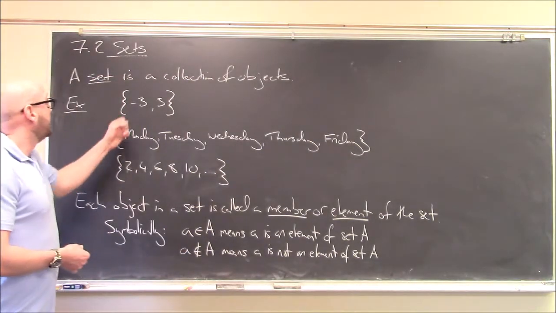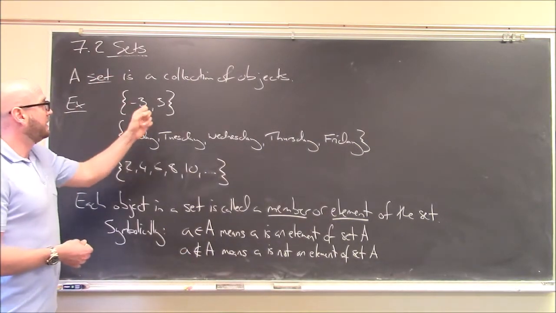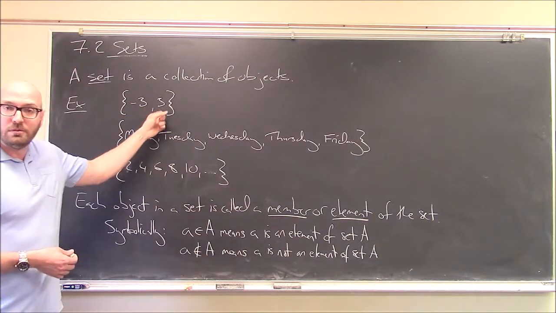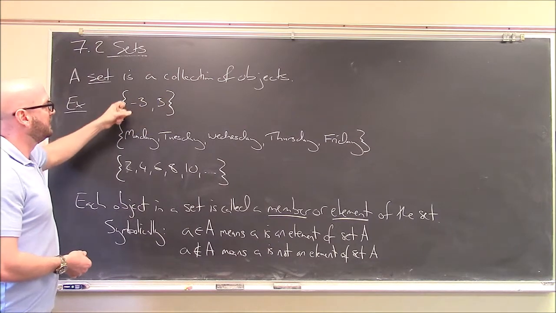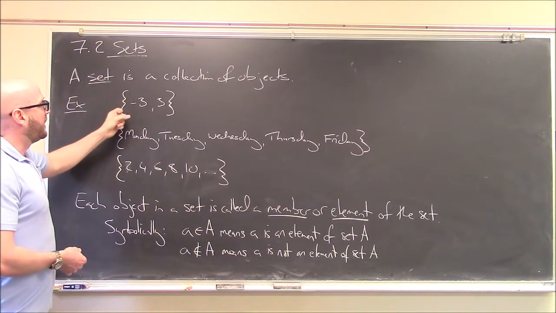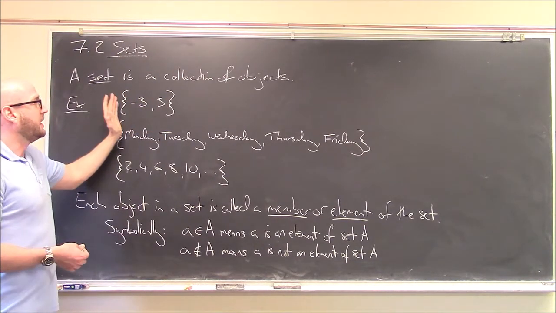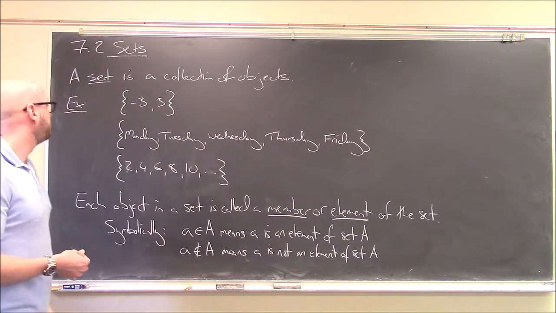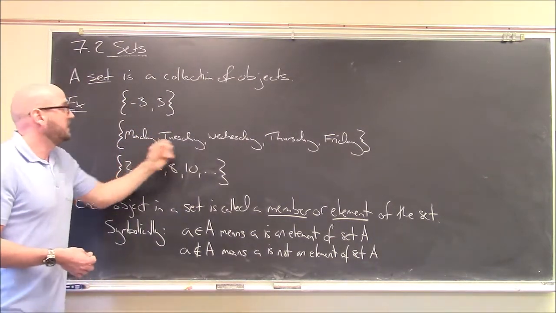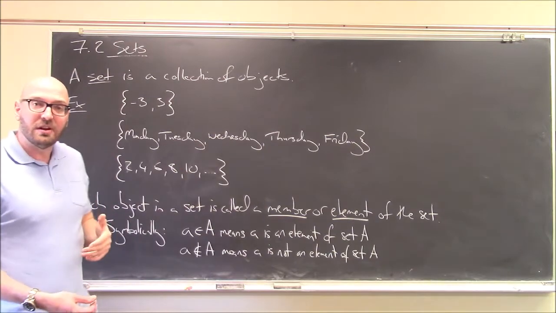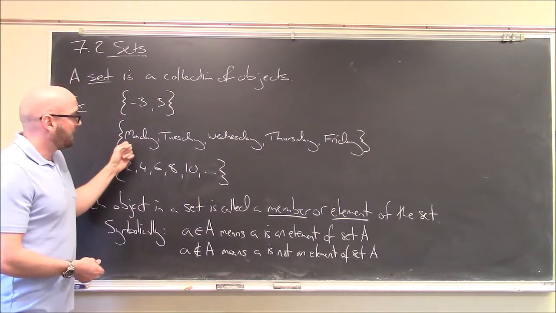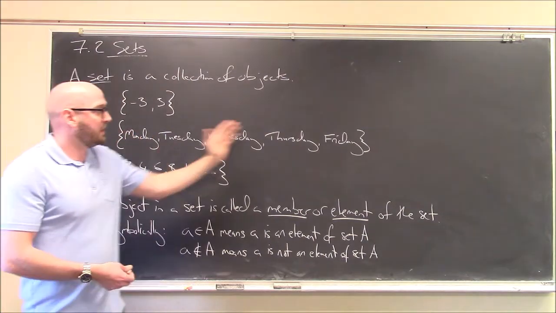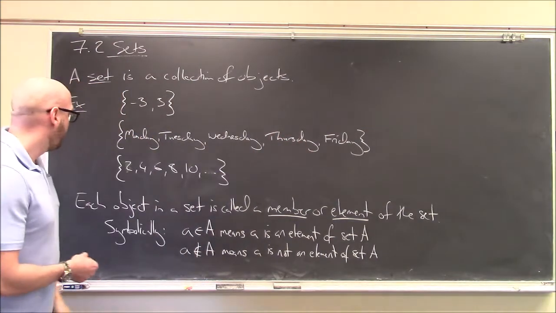For example, here behind me I have the set of two elements, -3 and +3. This is a notation we'll usually use. The elements in the set will be inside of these curly brackets, and everything inside tells you these are all of the elements of the set. Here's another set: Monday, Tuesday, Wednesday, Thursday, Friday. Again, sets don't have to be numbers, they're just collections of objects. So here I have the set consisting of what looks like all of the weekdays.